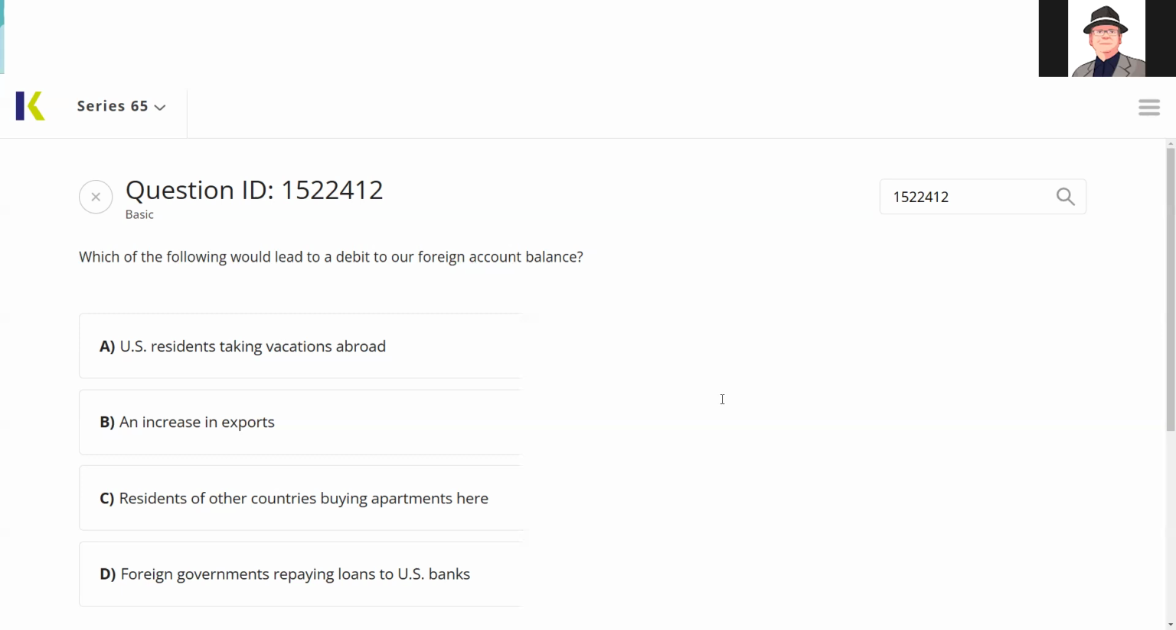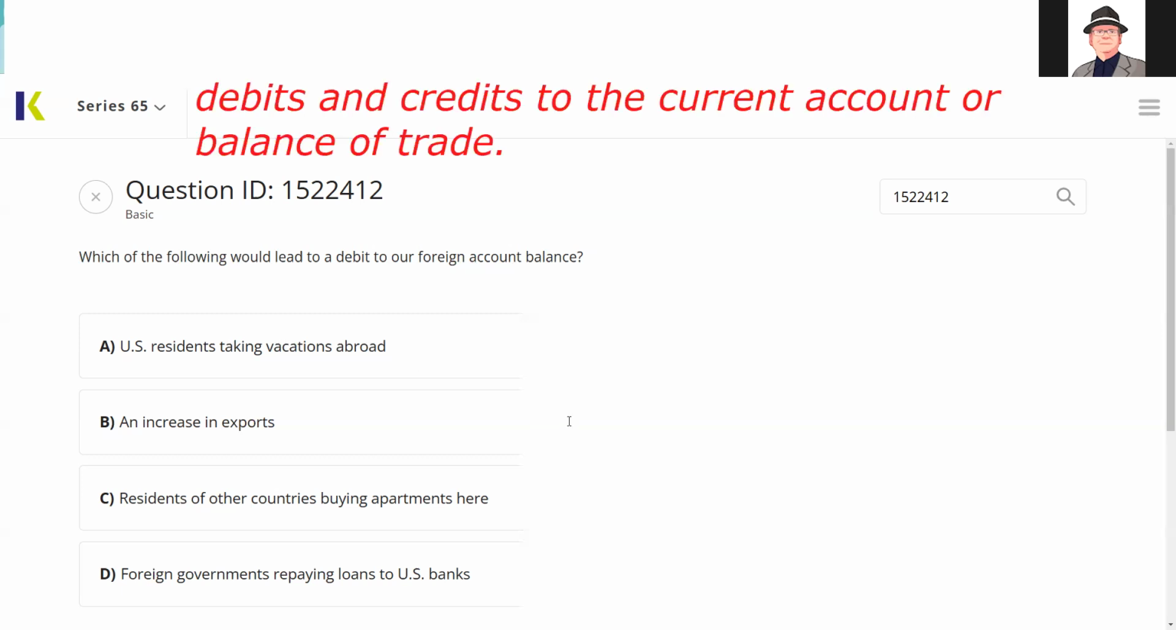Okay, well, on both the SIE and the 65, there are economic questions. And one of the economic questions that show up more likely on 65 than SIE is about the balance of trade. Countries are like individuals when they have a current account, money in versus money out. Debit means money out in your checking account, right? And credit means money into your checking account, right? Is money leaving your checking account or coming into your checking account? That's the thing I would use to get this down. So debits and credits to the current account are what's called the balance of trade.